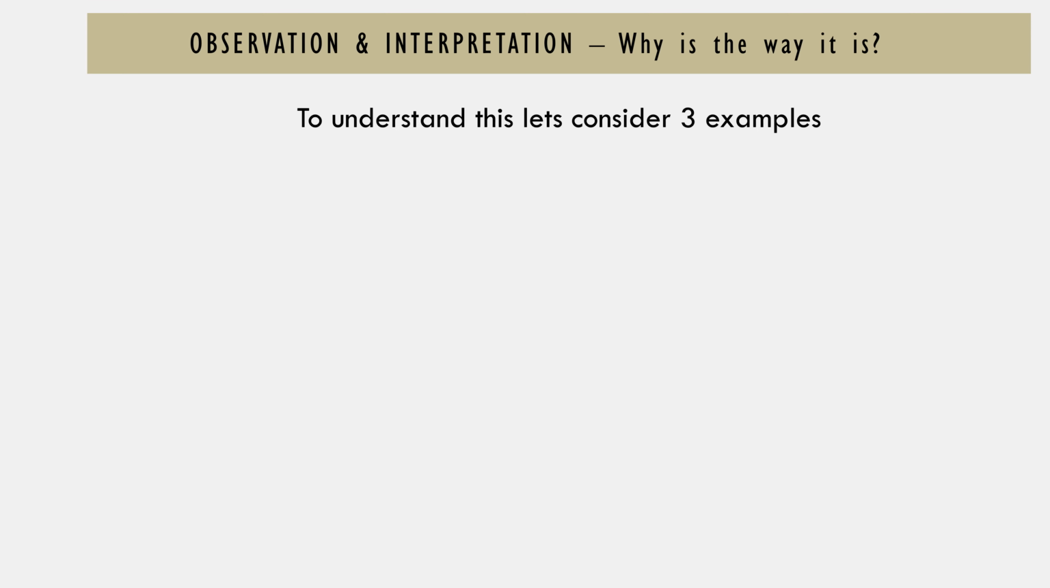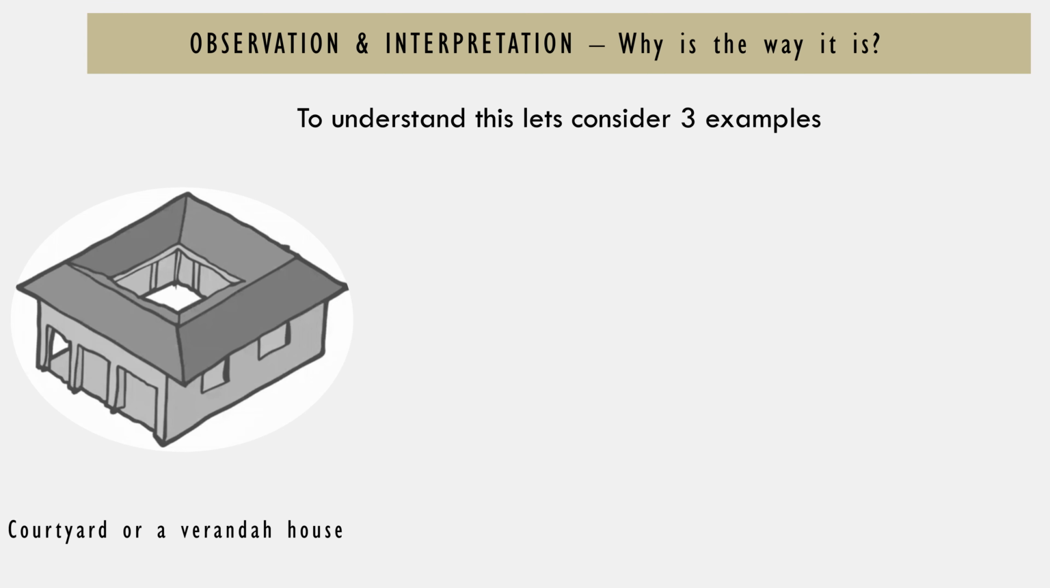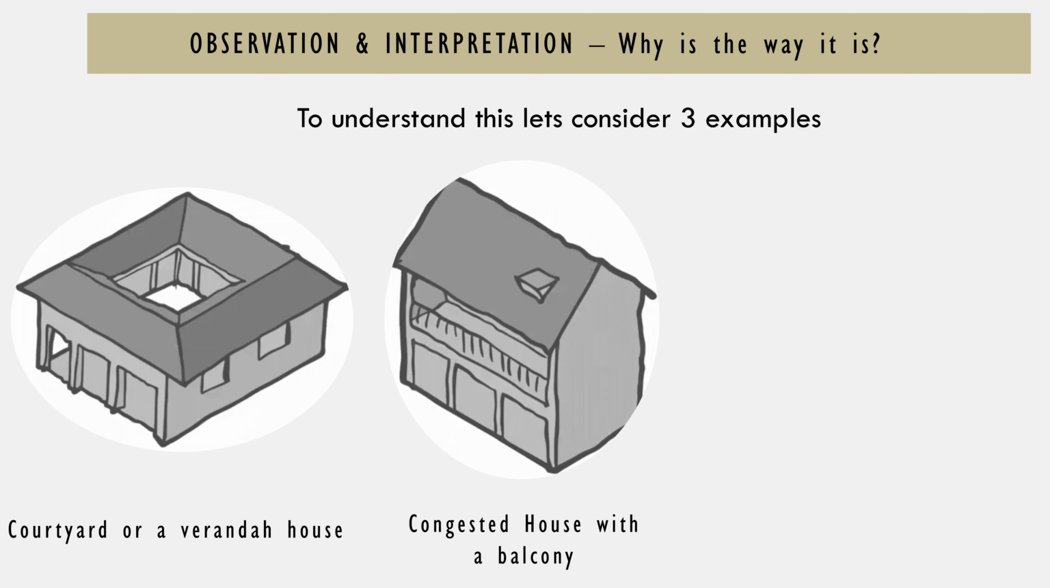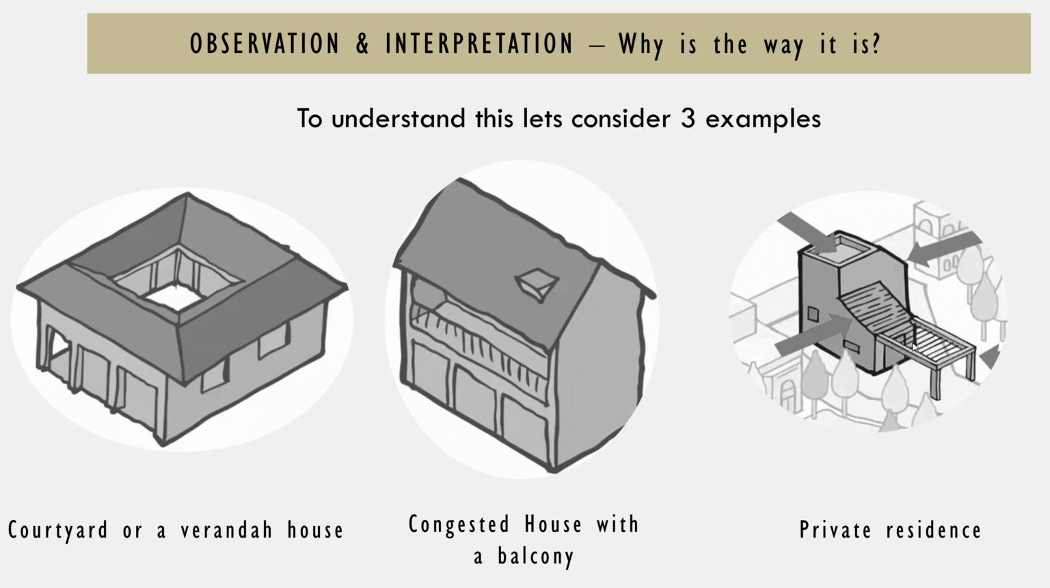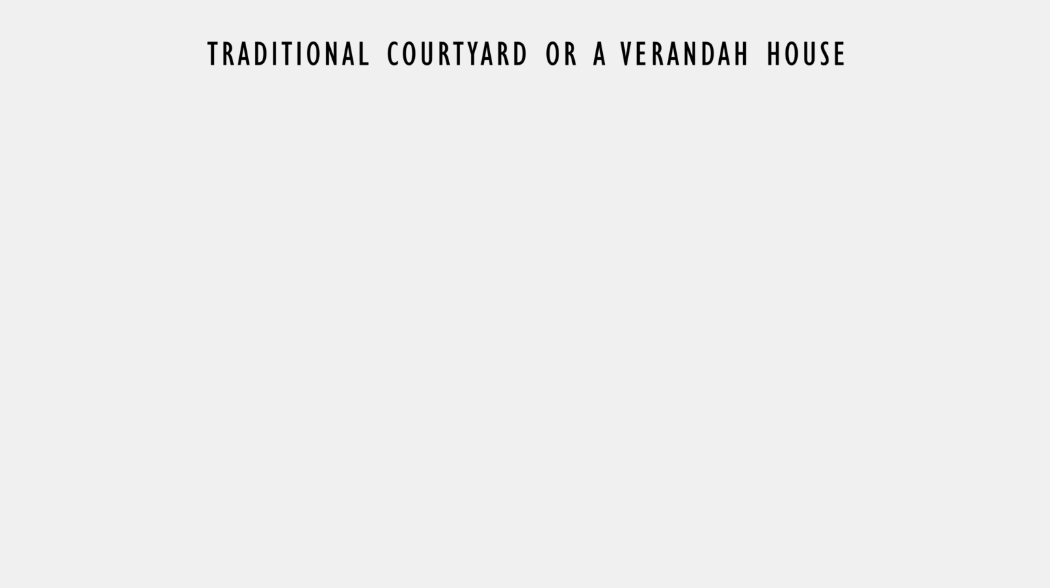To have a better understanding, let us consider three examples, or three different typologies expressing three different situations. Courtyard or a veranda house, congested house with a balcony, or a private residence. Traditional courtyard or a veranda house.